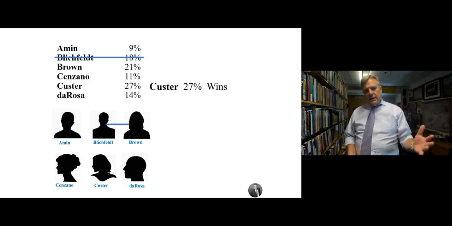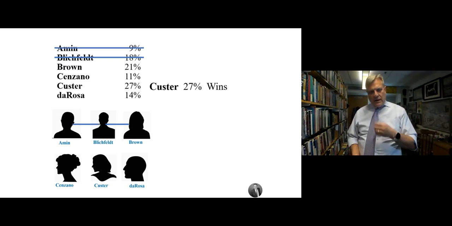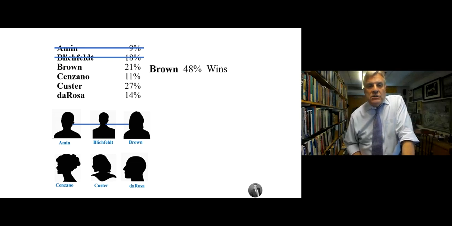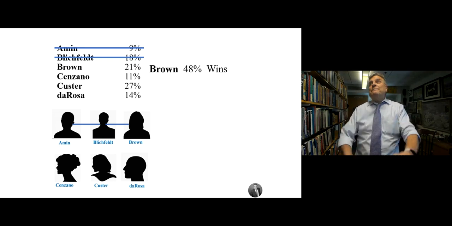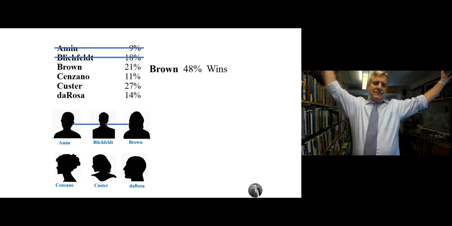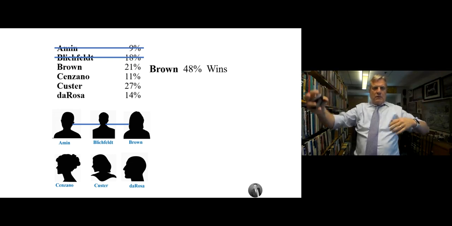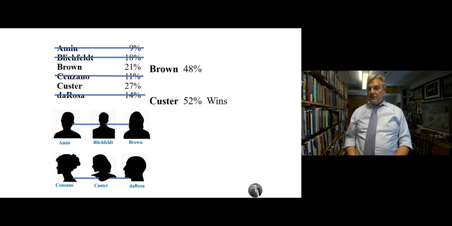And then she's going to hit Amin. And what does he say? Okay. I want to be in charge of health policy. Sounds good to me. And now you run that election with Blichfeld and Amin out supporting Brown. And Brown wins. But what happens in equilibrium? Well, Custer's no fool. She cuts the similar kinds of deals with Senzano and Dalrosa. And then Custer wins.